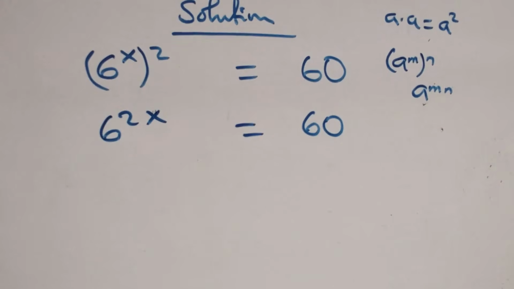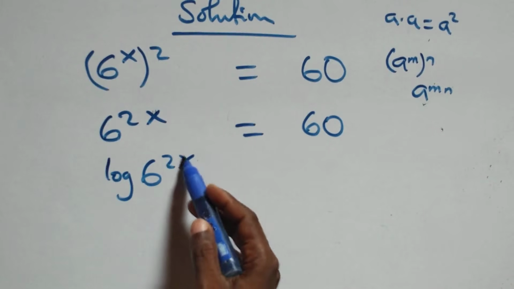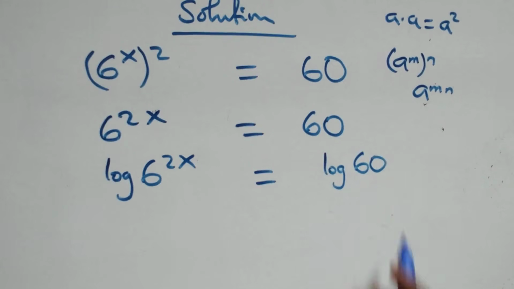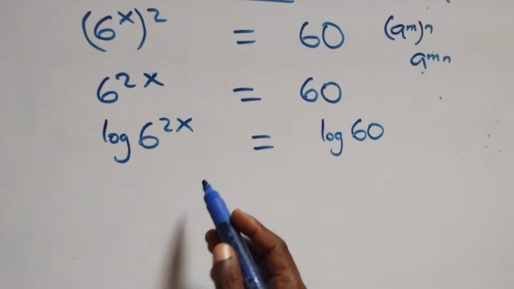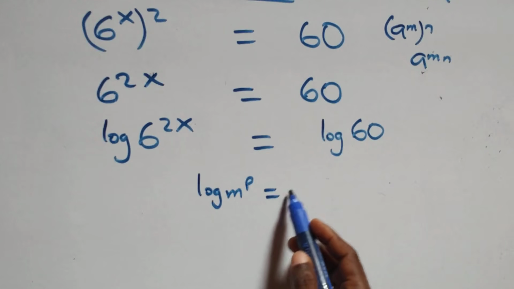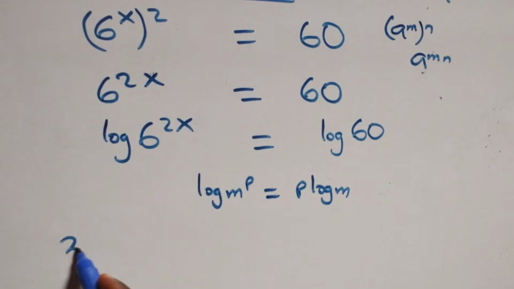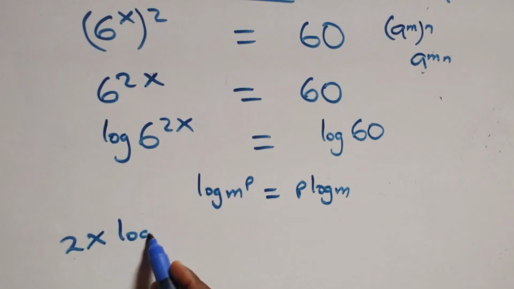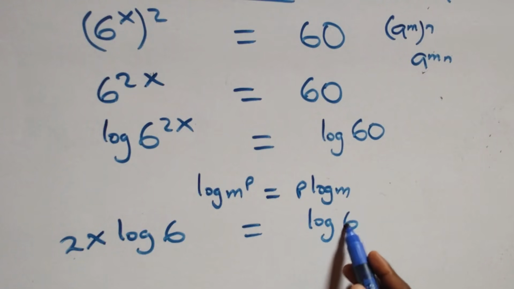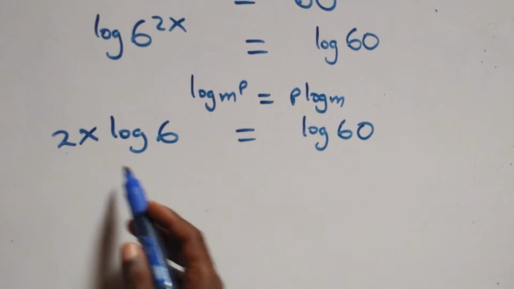Next step here, we take the log on both sides. We have log of 6 raised to power 2x equals log 60 on this side. Then we apply the power law of logarithm: when we have log m raised to power p, it is the same thing as p log m. Here we have 2x log 6 equals log 60. The next step is to divide both sides by log 6.